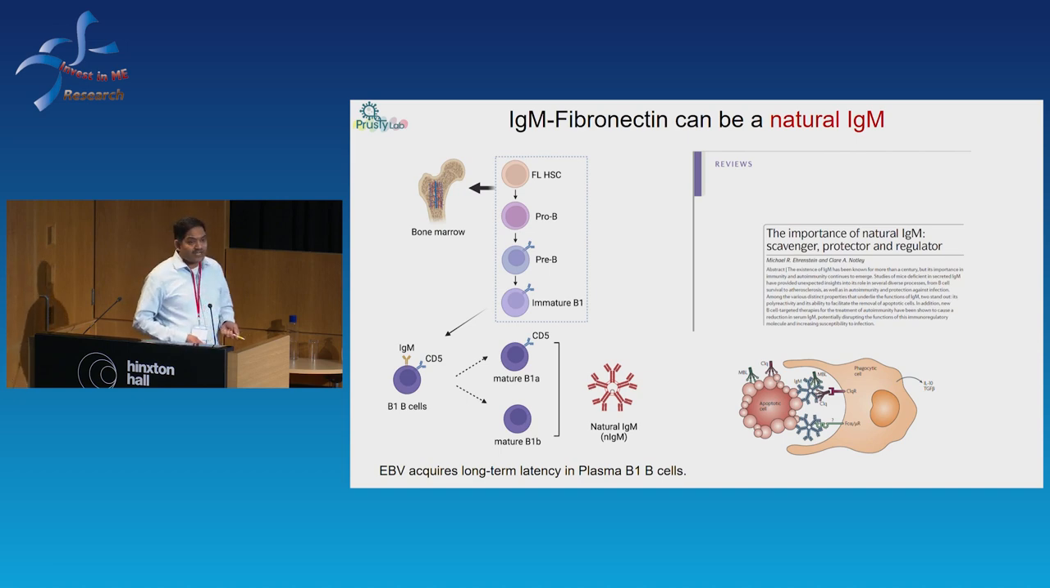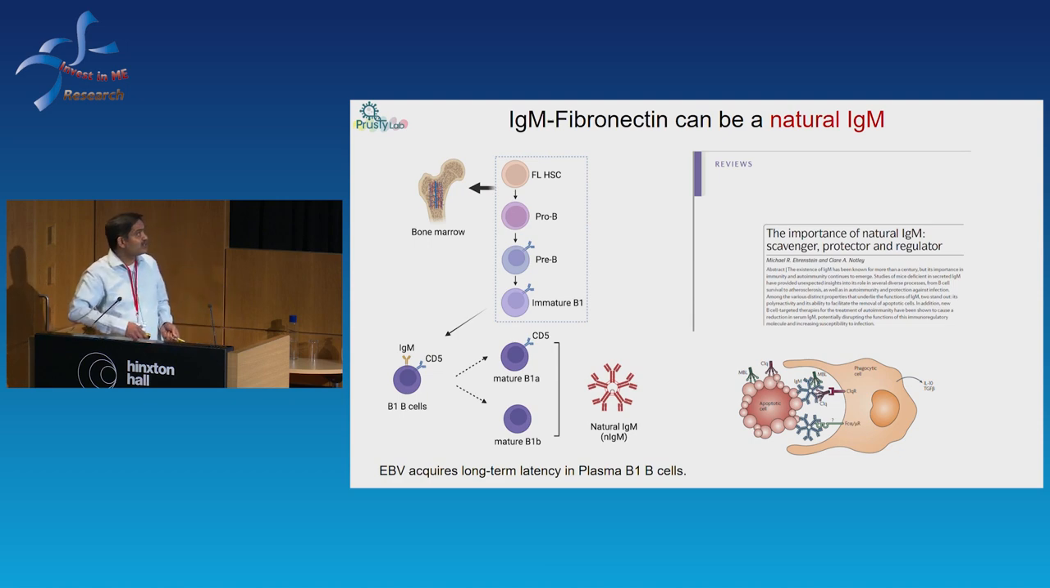So understanding what the IgM against fibronectin is, is a very interesting concept. We believe that the IgM against fibronectin is a natural IgM. Now, what are natural IgMs? There are two different types of IgMs. One is produced against antigens. When we get a virus infection or bacterial infection, these proteins are sensed and then there is antibody production. This is called the antigen-induced IgM.